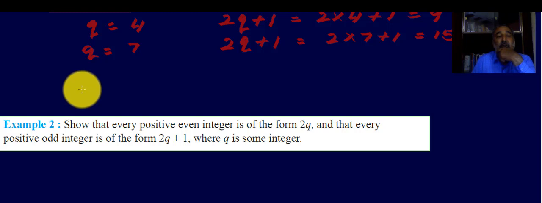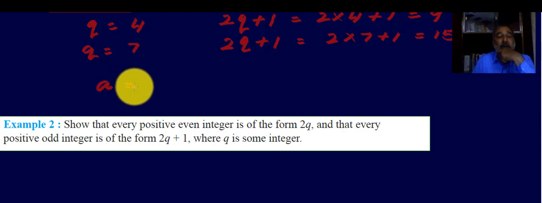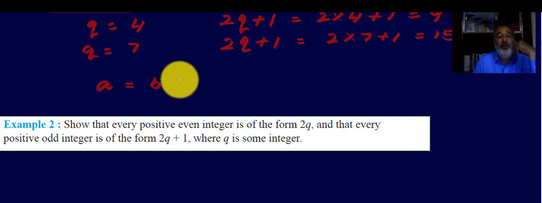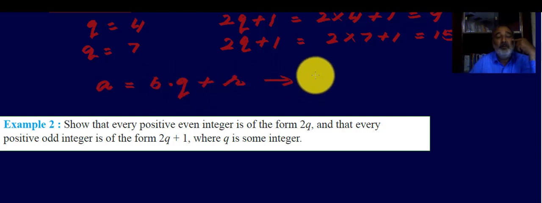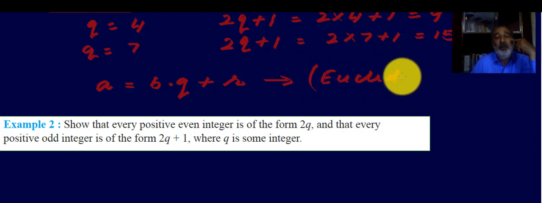For any two positive integers a and b, where a is greater than b, there exists a unique relation satisfying this relation: a is equal to b into q plus r. I hope you understand this relation. This is called Euclid's division lemma.